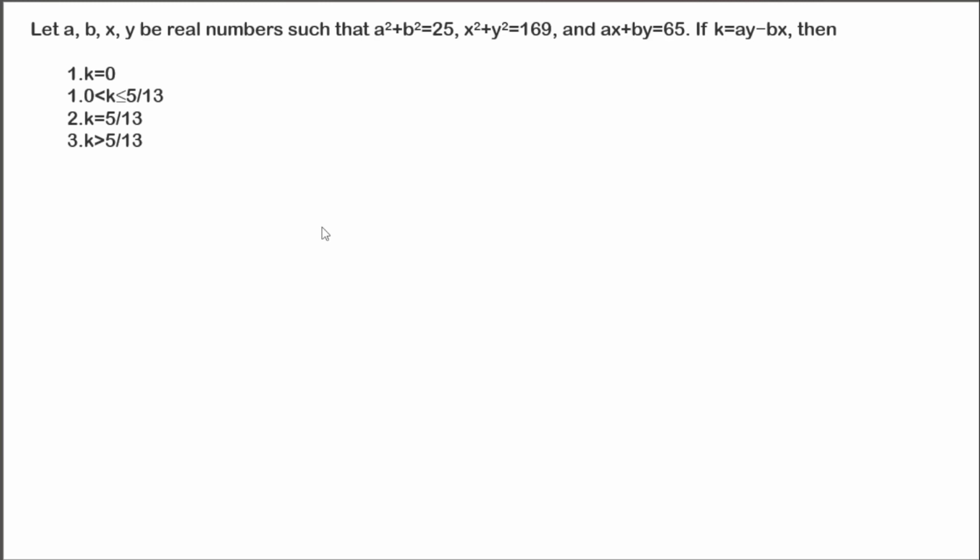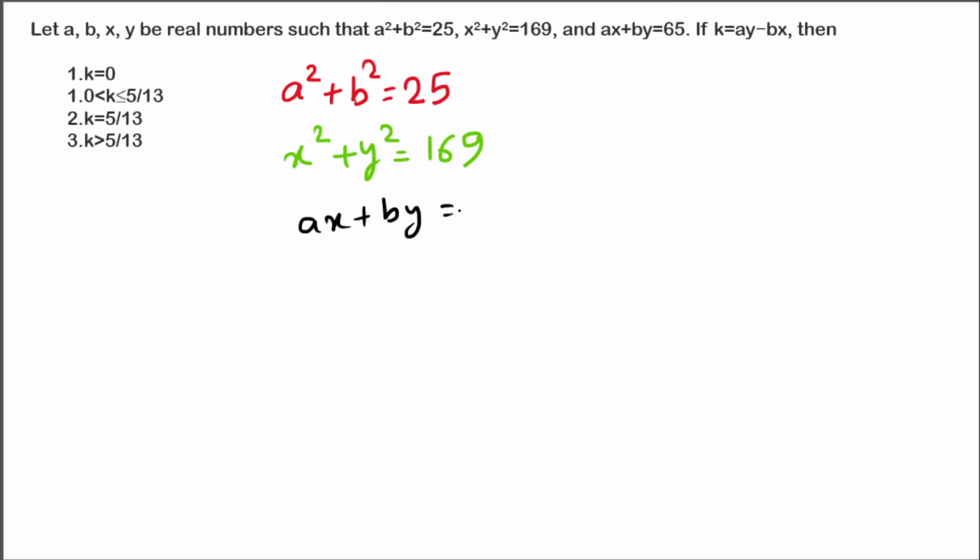See how we'll solve it: first we'll take a look at the problem, what is being said. Okay, so again let us see what is being given. This is a square plus b square equal to 25. First this is given, and another thing that is given is x square plus y square equals to 169, right? And another information that is given is simply ax plus by equals to 65. Okay, and now what is being asked is what is this, ay minus bx.